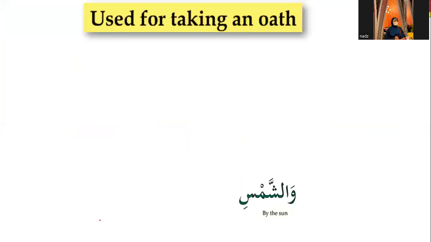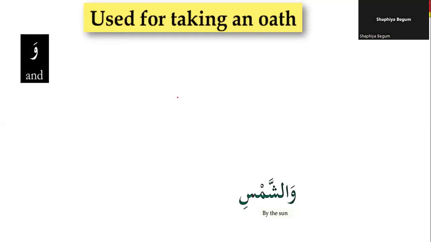Now let's understand. As you know, what is the meaning of waw? It is waw, and. No, this is another use of waw I'm asking. So we have learned waw means and, that is conjunction. Am I right? The first waw we have learned. But how can we understand that it is also used for taking an oath?